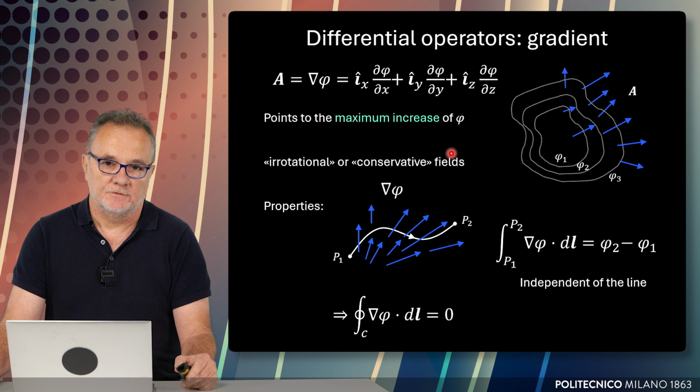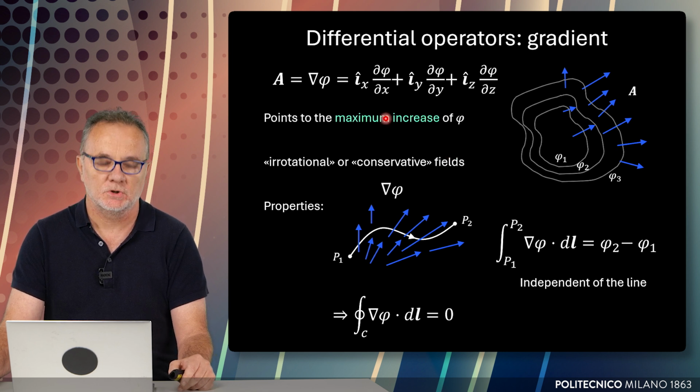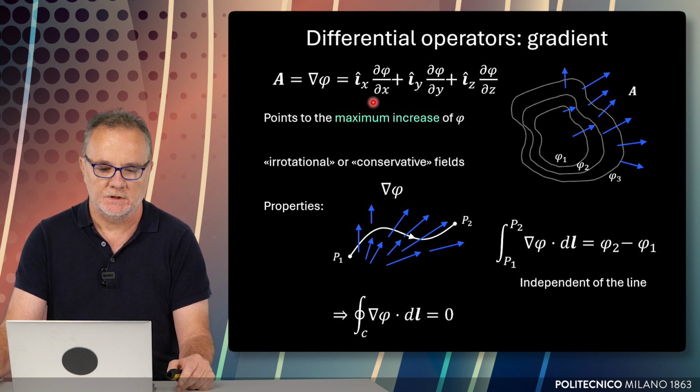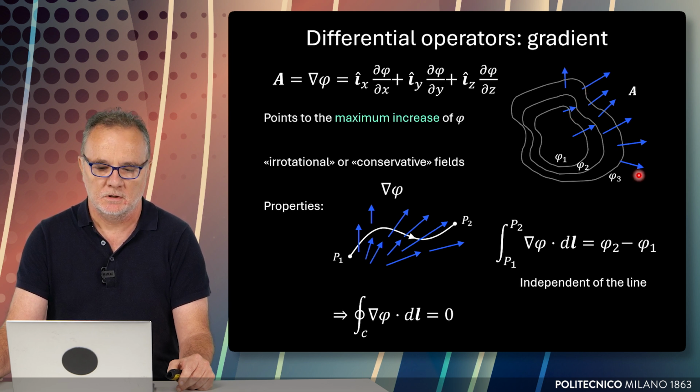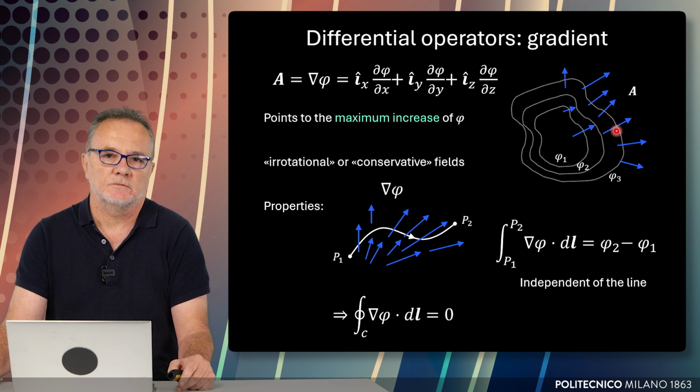The first differential operator that we define for scalar fields is the gradient. So we start from a scalar field, a function of position at each point of space, and we compute the gradient by this definition. We obtain therefore a vector field whose direction is along the maximum increase of the scalar field in space. So at each point we have a vector that is, as you've seen in this picture, perpendicular to the equisurfaces of our scalar field phi.